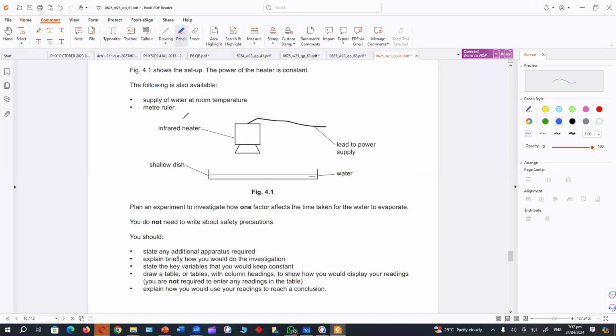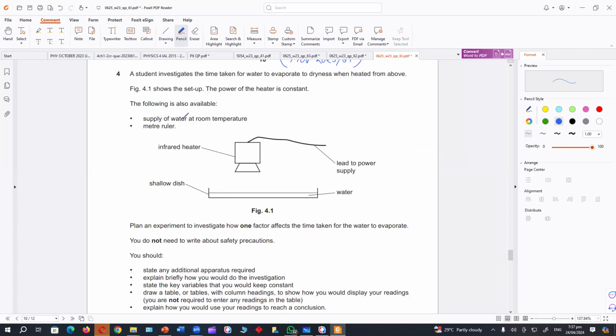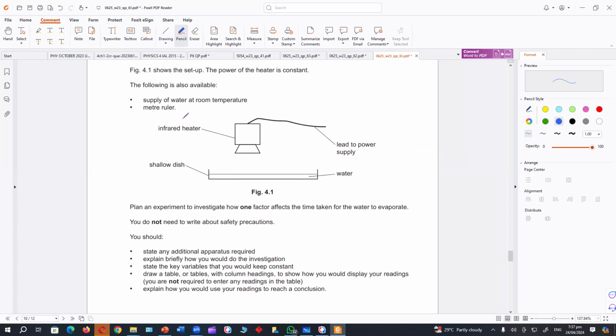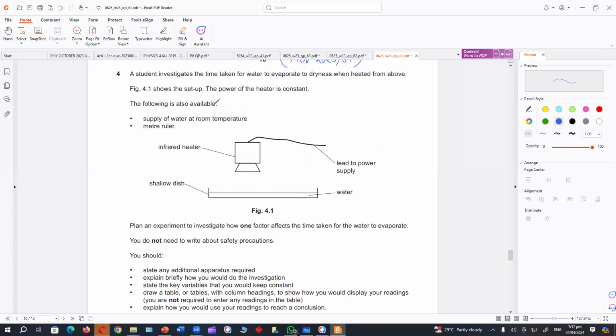So the power of the heater is constant. Actually, it is not clear what other factor. One is fine. The power of the heater is constant. Supply of water, meter rule. So the meter rule can be used to see the depth or the separation from the water. The height of the heater can also be judged by that.